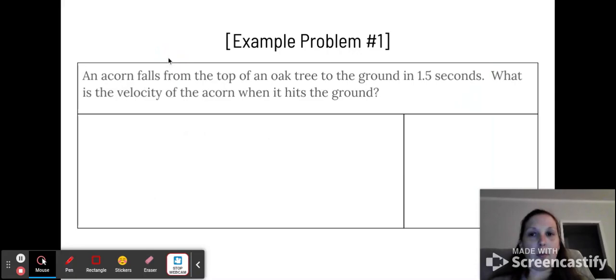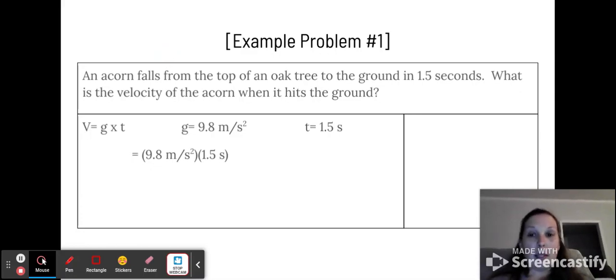So let's look at an example problem here. An acorn falls from the top of an oak tree to the ground in 1.5 seconds. What is the velocity of the acorn when it hits the ground? We know our formula is v = g × t. We've got a g, and remember, this will not be given to you because this is a constant. You need to remember it. Maybe on your reference packet, we can check through that together, but you need to just remember 9.8 meters per second squared. And then we were given a time of 1.5 seconds, so we need to figure out the velocity.